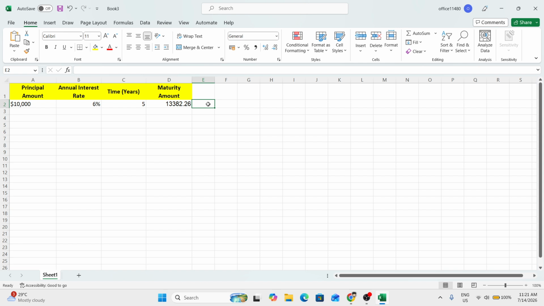This example uses the annual compound interest formula, which is commonly used for fixed deposit calculations. If you want to make your worksheet even easier to update later, you can replace hard-coded numbers with cell references, but the formula shown here is perfect for learning the basic idea clearly.